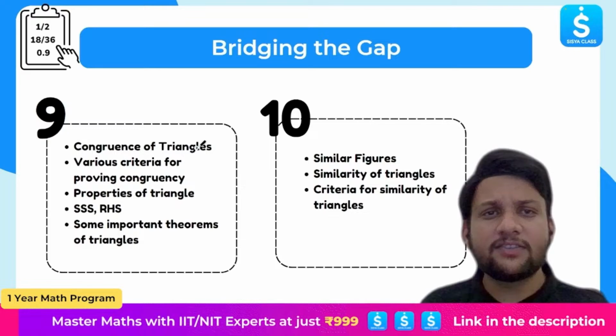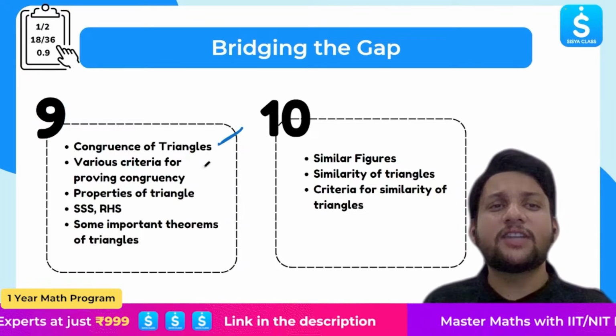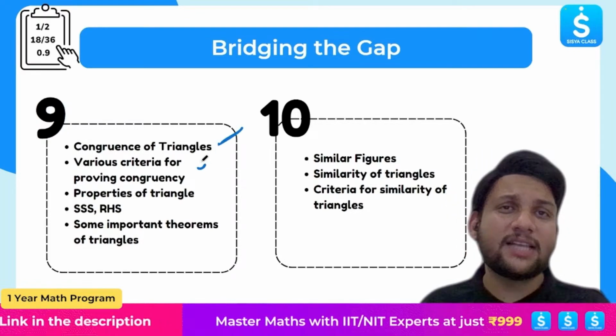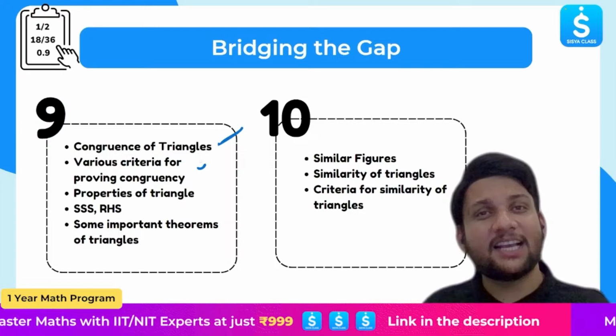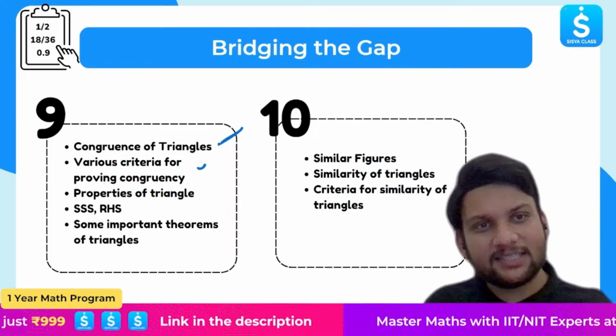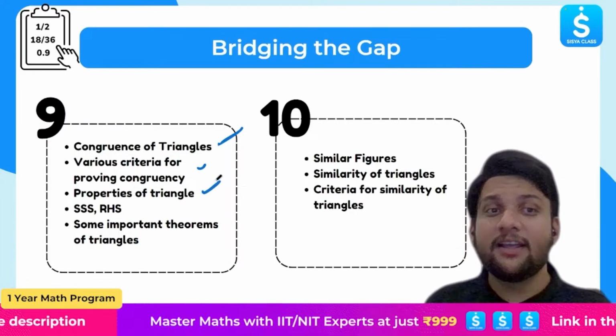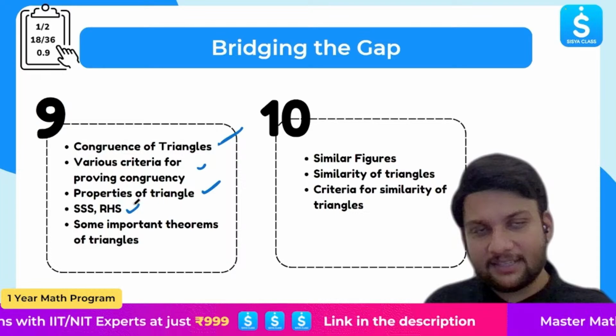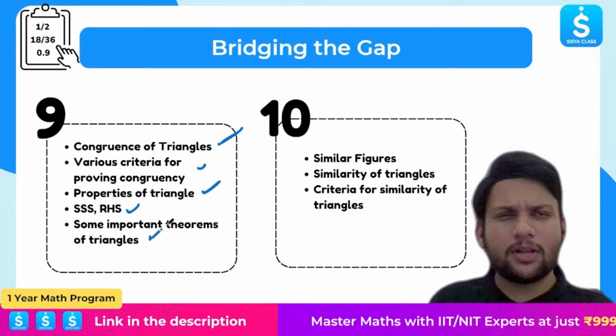In grade 9, what we have studied is congruence of triangles. We have studied various criteria for congruency. What was that? Come on, tell me in the comment box. SAS, SSS. Yes, everyone knows this. All right, properties of triangles we have studied. Then we have studied SSS and RHS and some important theorems on triangles.